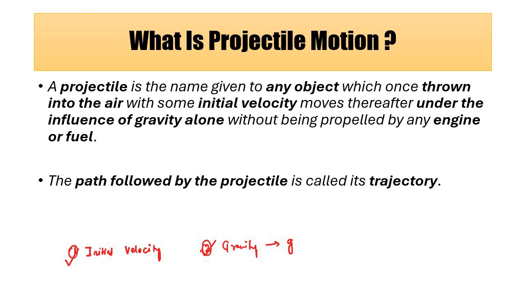So the basic definition of projectile motion is that it can refer to any object which, once thrown into the air with some initial velocity, afterwards moves under the influence of gravity alone, only acceleration due to gravity, and it does not have any other force or agent which contributes to its motion, whether it's any engine or fuel, nothing like that. Only gravity. It is thrown with some initial velocity and then it moves under the influence of gravity.